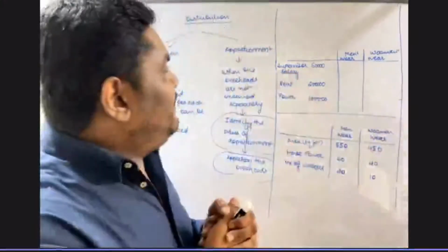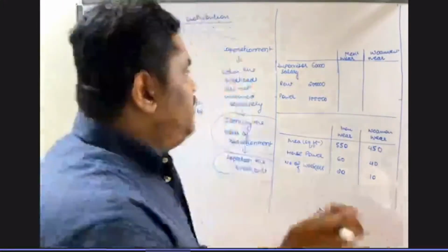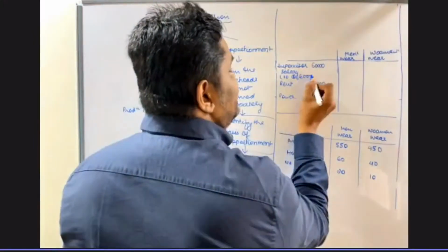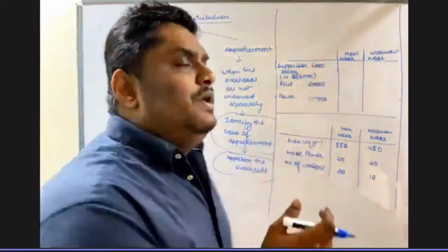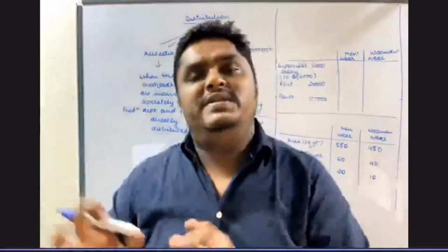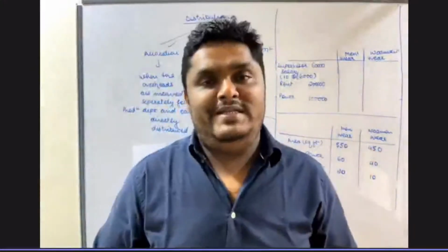So when talking about the first part, supervisor salary, we are paying 60,000. Let's say I have appointed 10 supervisors, and every supervisor I am paying 6,000 rupees, and these are the common supervisors for men's divisions also and women's divisions also. Now the point is how to distribute this supervisor salary.